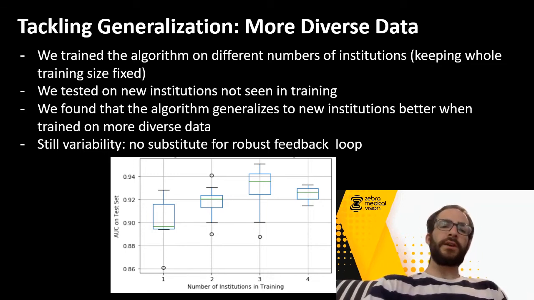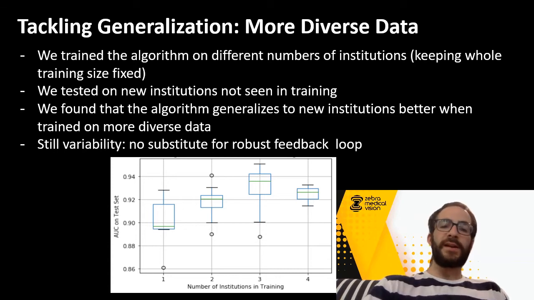So all the way here on the left, this number 1 is the case in which all 3,000 series in the training set were taken from one institution, whereas the case on the right, number 4, is the case in which we have 750 samples taken from 4 different institutions. Again, the held out institutions being separate from all of them. And what you see here is a few things.